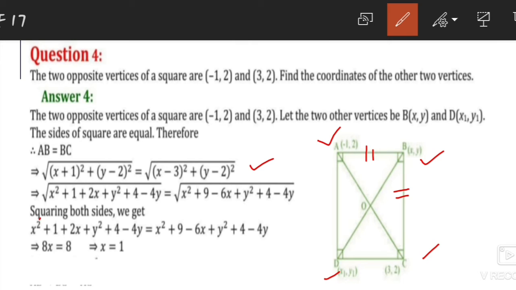You can see that x square, y square, x square, y square will cancel each other. Okay, this minus 4y will also cancel each other. That means from here you can find the value of x, and the value of x will become 1. That means in this B coordinate, the x coordinate will be 1. Okay, now you have to find what the y coordinate will be.